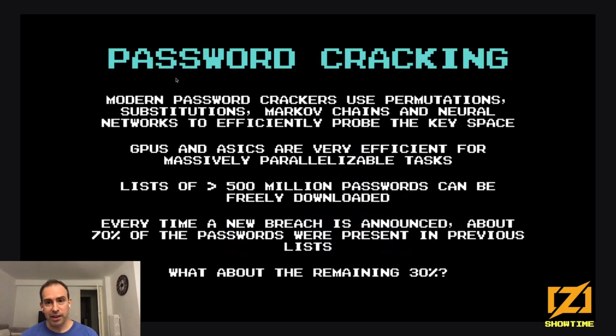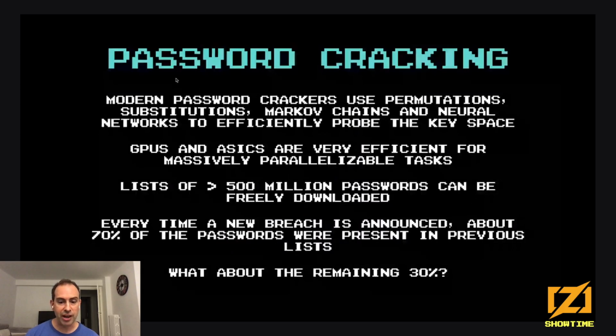Which is why modern password crackers don't try every single password blindly. They use permutations and Markov chains and neural networks to try what is going to be more likely first. Also, GPUs and ASICs are super, super fast, especially if they have to do the same thing on very large vectors, such as try many passwords at the same time.